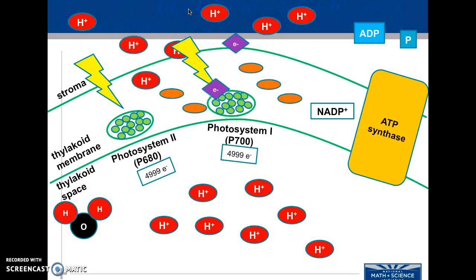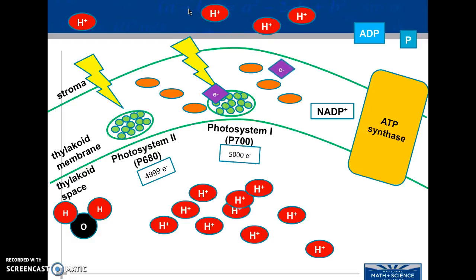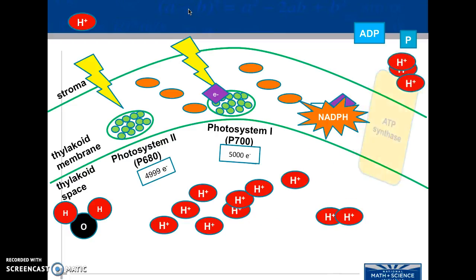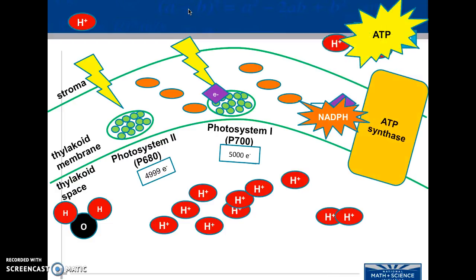The next thing that's going to happen is the electron from photosystem 2 moves to photosystem 1, allowing hydrogens to come into the thylakoid. Then the electron from photosystem 1 is going to move and create NADPH and also allow more hydrogens in. We can now see that we've created a concentration gradient. All of those hydrogens start to leave. They make ATP synthase spin, and it creates ATP.